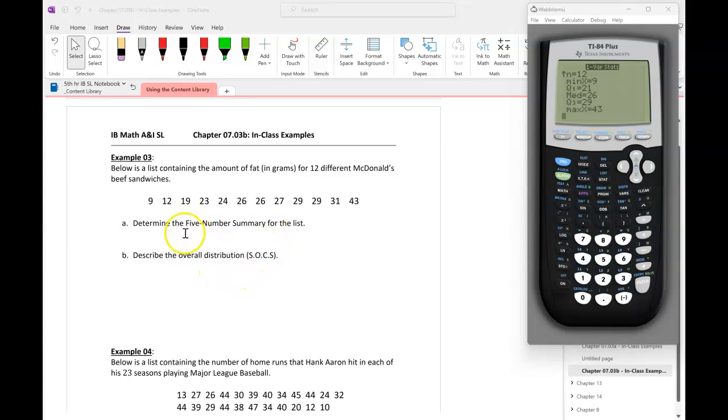Outliers we just did, right? What were the outliers again? 9, 12, and 43.